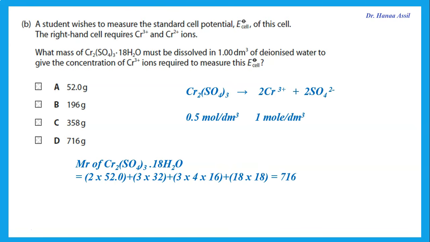We have 2 chromiums plus 3 sulfurs plus 12 oxygens plus 18 water. Each of them is 18. So the total Mr is 716. Now to have a solution of 0.5 mole, the mass is number of moles times the Mr. So the mass we need is 358 grams.